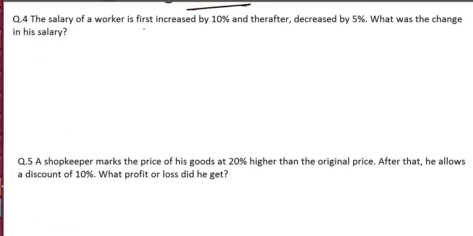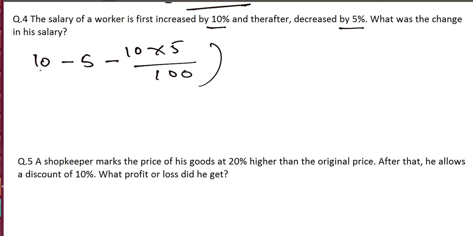The salary of a worker is first increased by 10% and thereafter it is decreased by 5%. What is the change in his salary? The salary is first increased, then decreased. Then what is the overall change in his salary? So increased by 10, minus decreased by 5, minus 10 into 5 divided by 100.